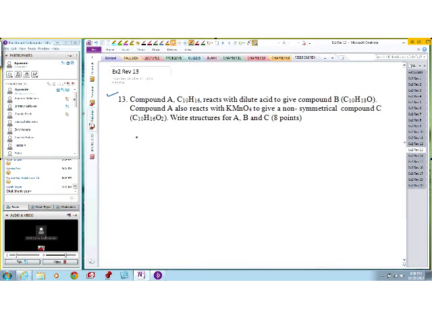Compound A, C10H16, reacts with dilute acid to give compound B, C10H18O. Compound A also reacts with KMnO4 to give a non-symmetrical compound C, C10H16O2. Write structures for A, B, and C. Okay, thank you. Very good. Now, this is what we call a roadmap question.